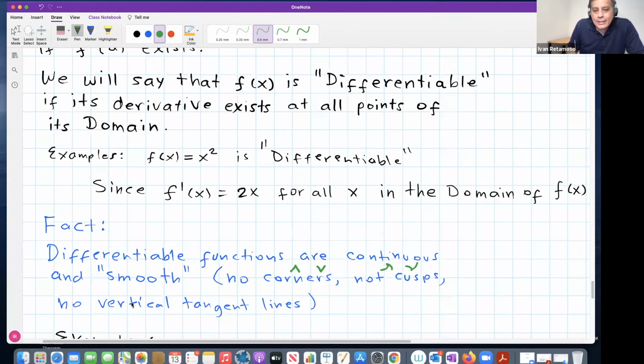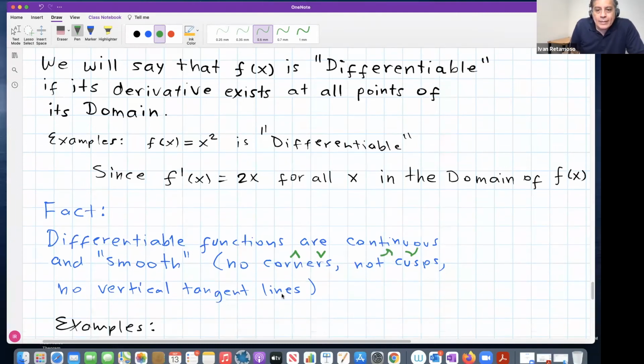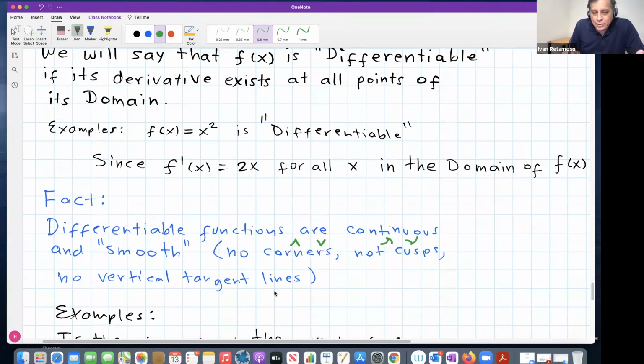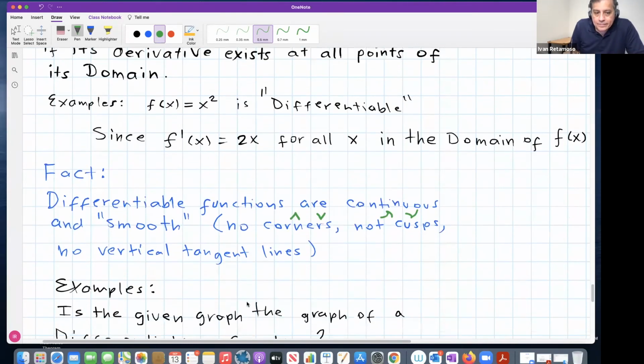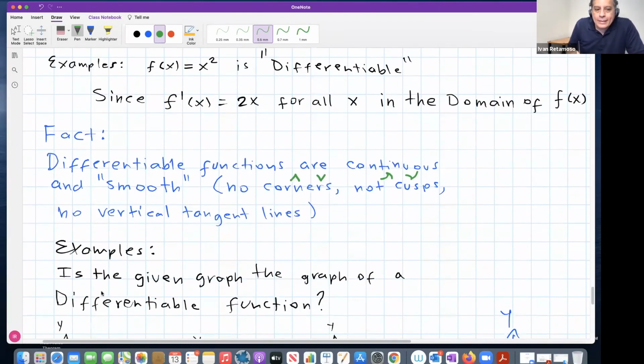No vertical tangent lines. I will explain to you what this is later, with an example. But no cusps, no corners, no sudden turns, you can say. No sudden turns. Example.